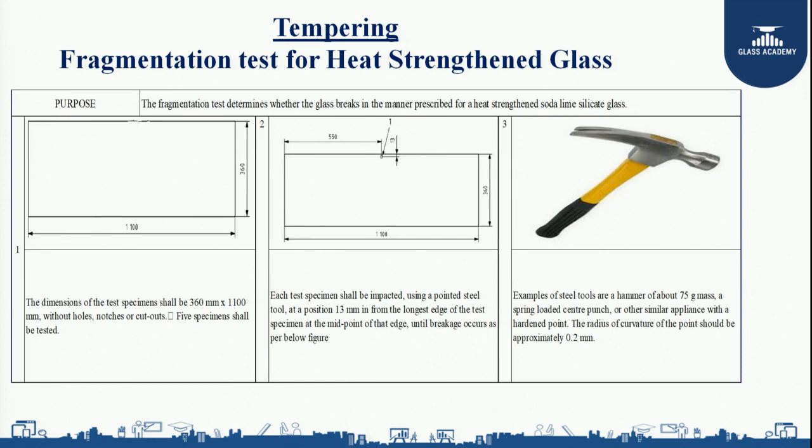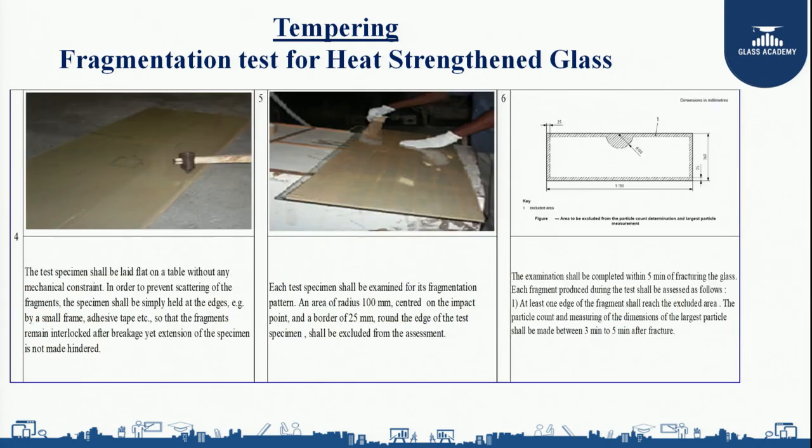For this also we will be taking a sample of 1100 by 360 mm. I will be taking 5 test specimens. I will be measuring the midpoint of the longer side, that is 550 mm, and I will be leaving half inch from the edge, that is 13 mm. With the help of a center punch or any hammer, I will be impacting the glass.